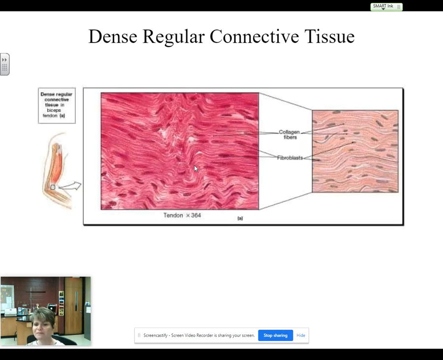Okay, here's another picture of dense regular. Again, you can look at the illustration and then the actual picture, and you can see those dark pink lines here, collagen fibers running parallel to one another.